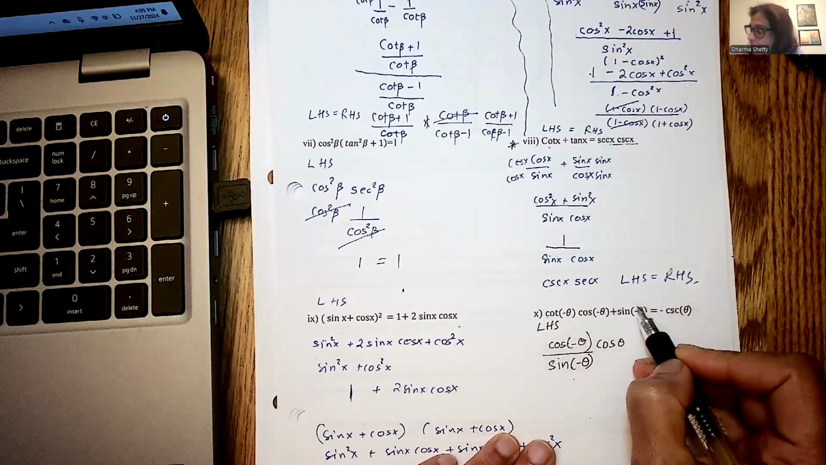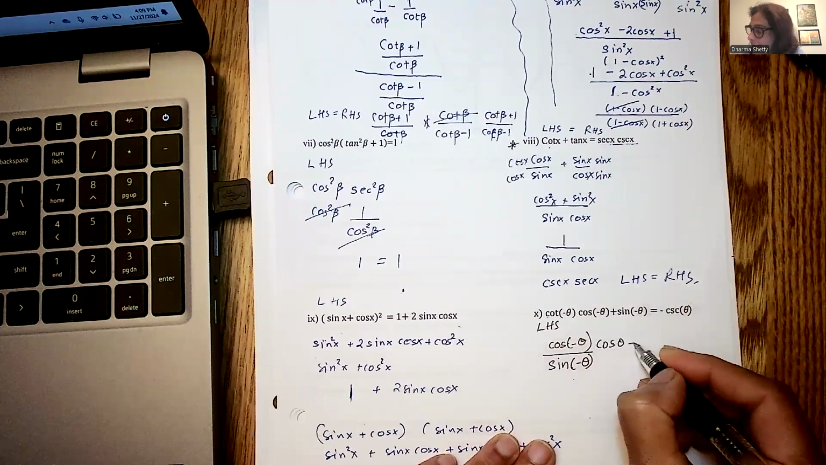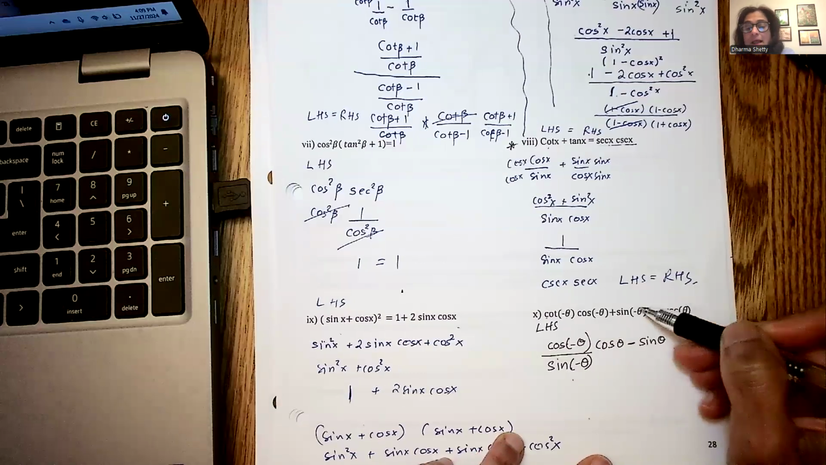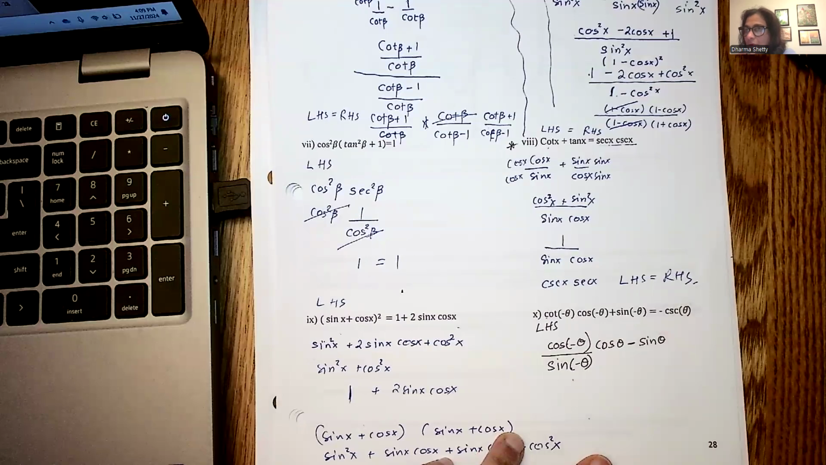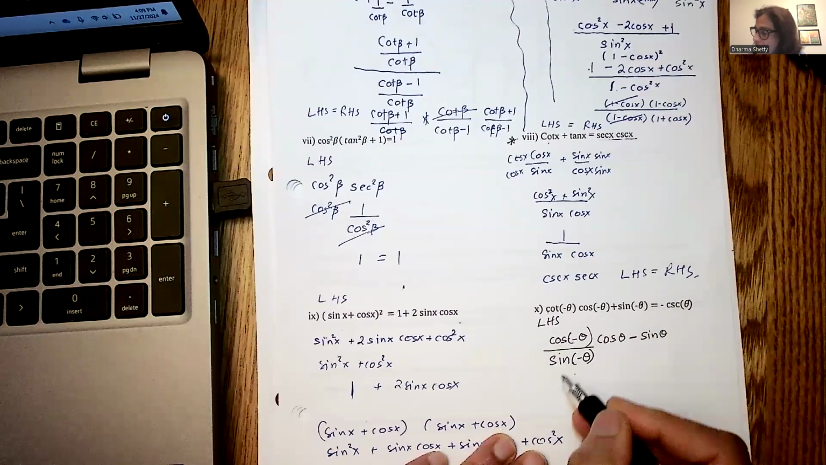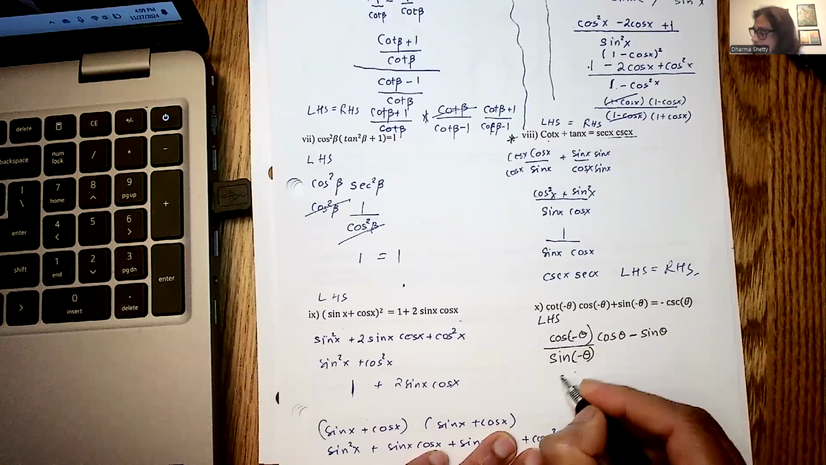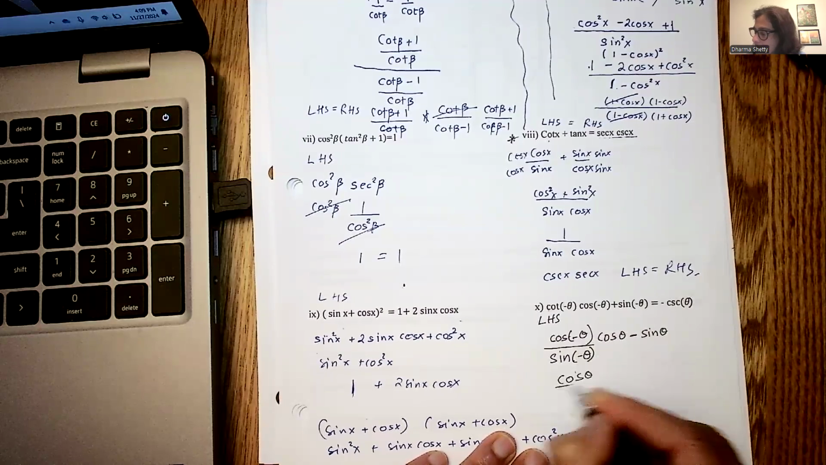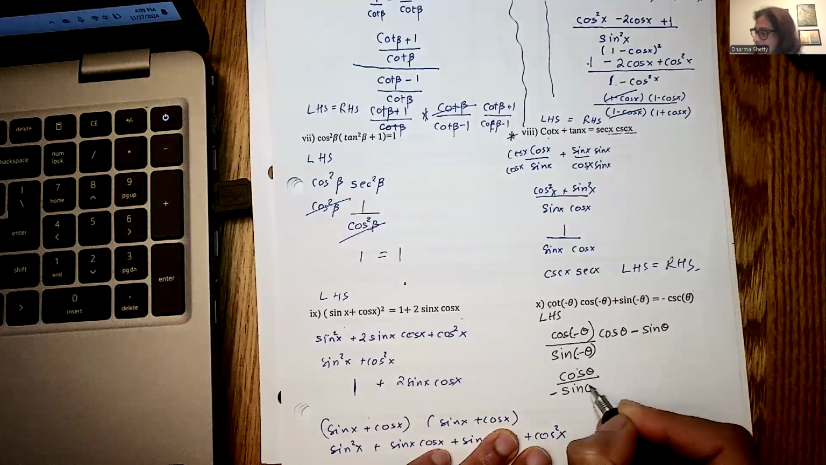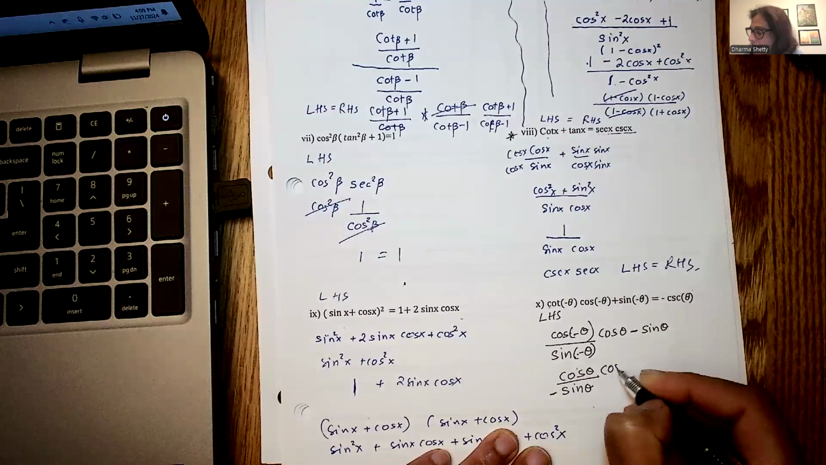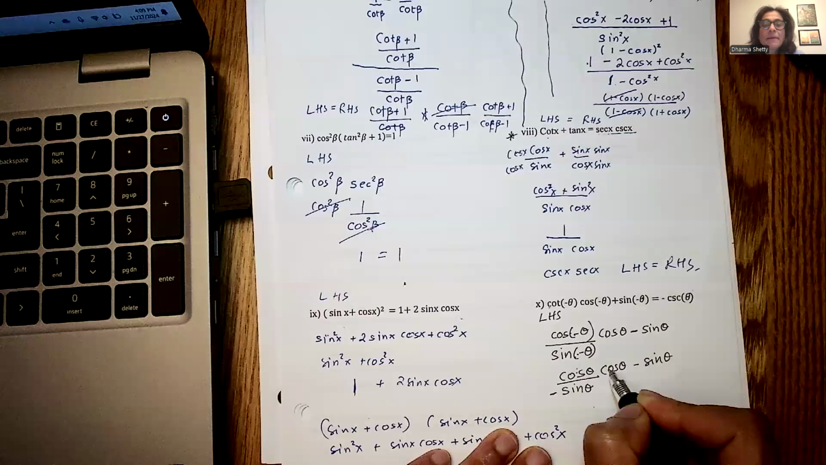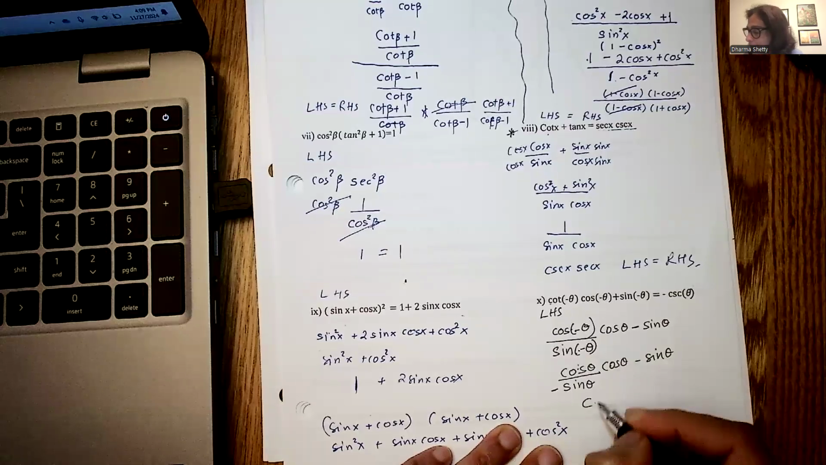Okay. And so I can write this now as negative sine theta, because this is an odd function. So when your angle is negative, the answer is going to be negative. Next, this just becomes cosine theta, and I'm going to simplify this and rewrite it as negative sine theta multiplied by cosine theta minus sine theta.